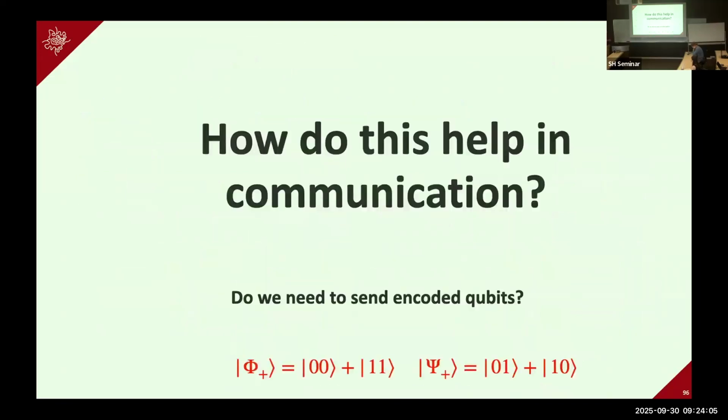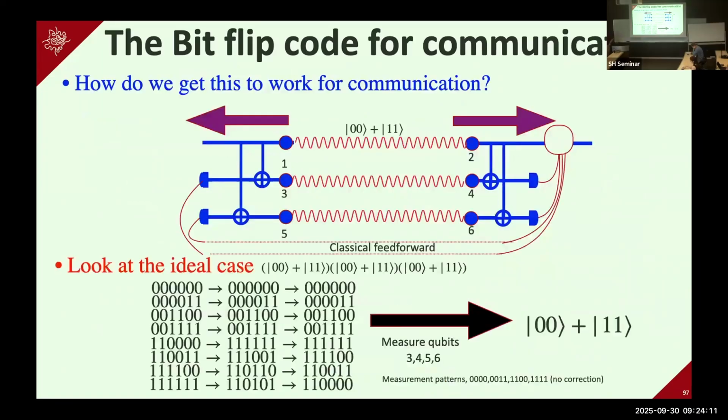So really, how does this help in communication? And the answer is actually quite simple. So what we're going to do is think about an encoding part and a decoding part, but in between the two nodes, we share 3 Bell pairs. We share 3 copies of 00 plus 11.